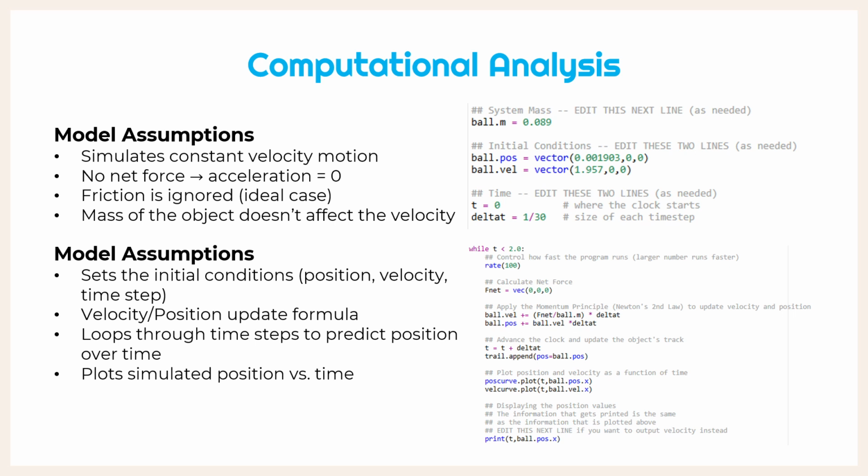And then the update position equation is final position equals the initial position plus average velocity times change in time. But since velocity is constant, the average velocity is just the initial or final velocity. And this loop runs until the simulation matches the video duration. I also plot the position and velocity to compare with the experimental result on the next slide.